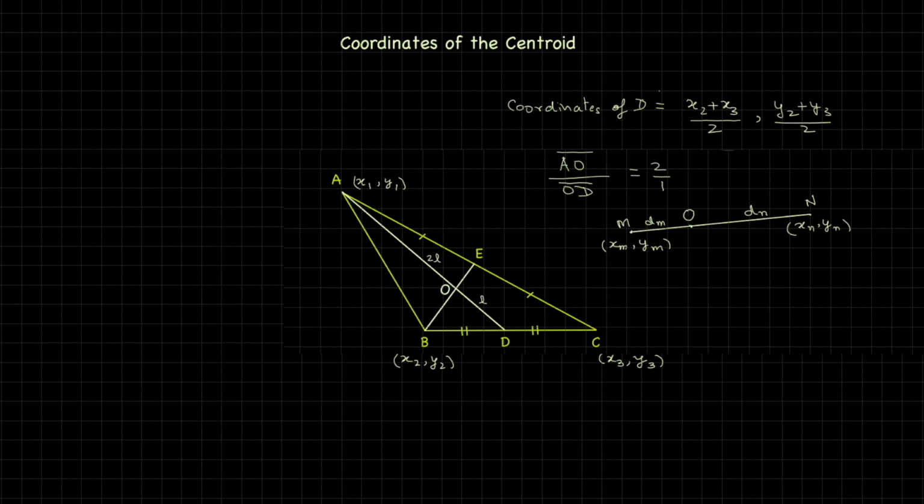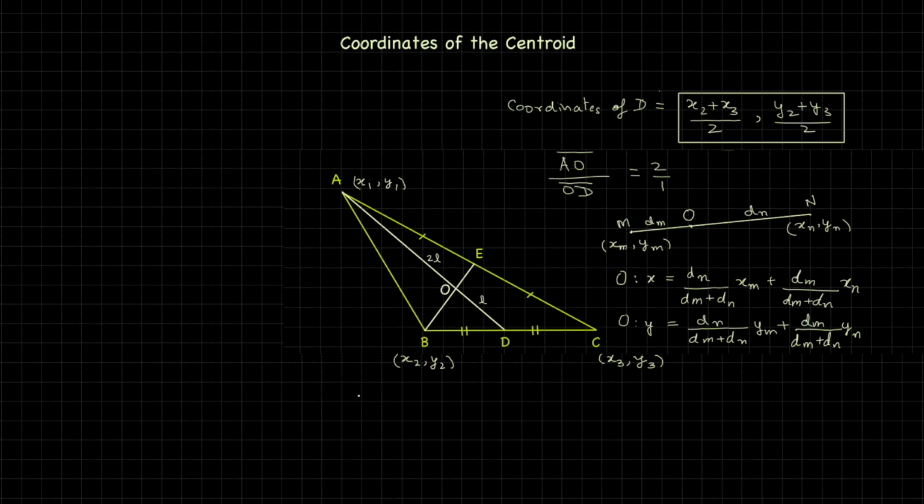In this example, we can see that point M is closer to O, so it should have more influence on the coordinates of O. It turns out that the weight for the coordinates of M is given by the ratio dn divided by dm plus dn. In this case, dn is larger than dm. xm should have a larger contribution to the coordinates of O, so it makes sense that dn gets multiplied by xm. So we can write the x coordinate of O as dn divided by dm plus dn times xm plus dm divided by dm plus dn times xn. And the y coordinate has a similar form.